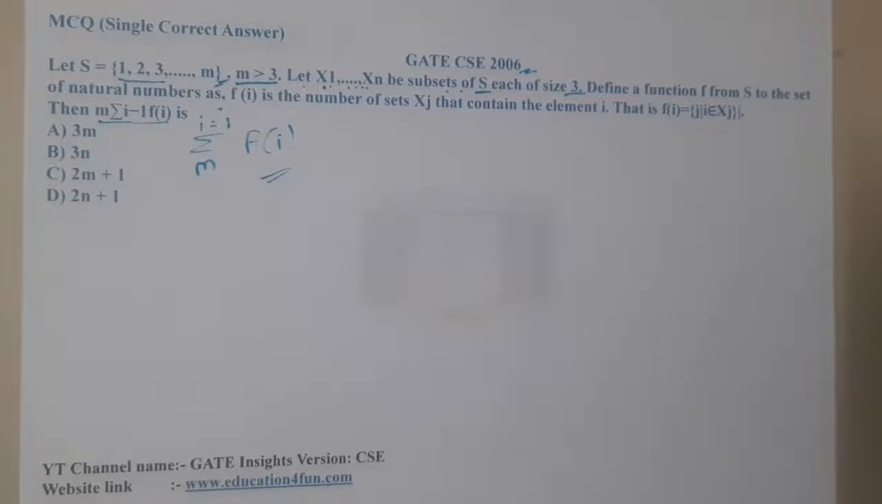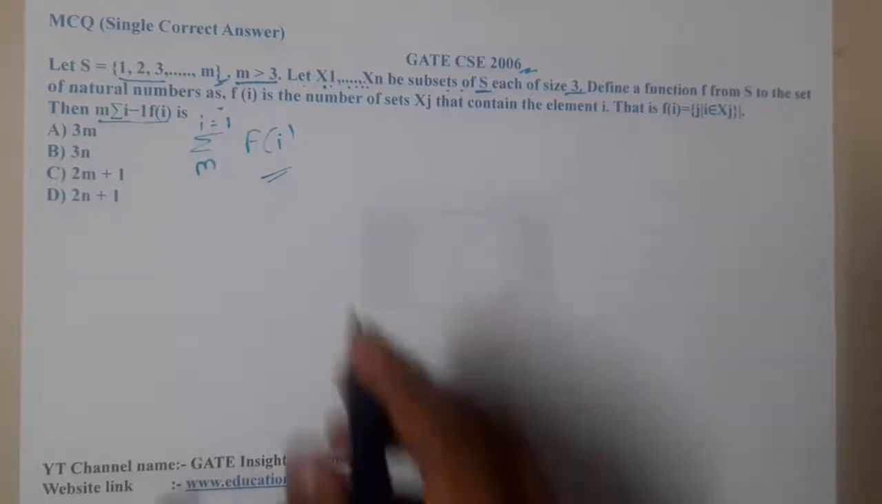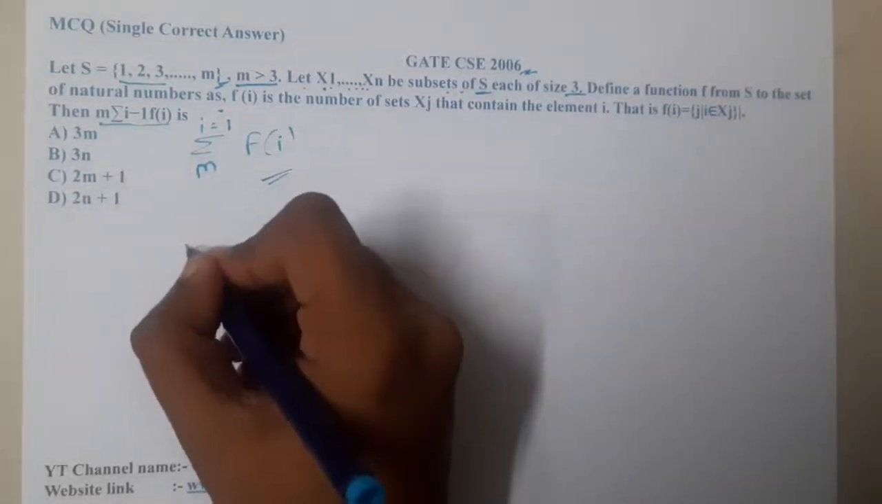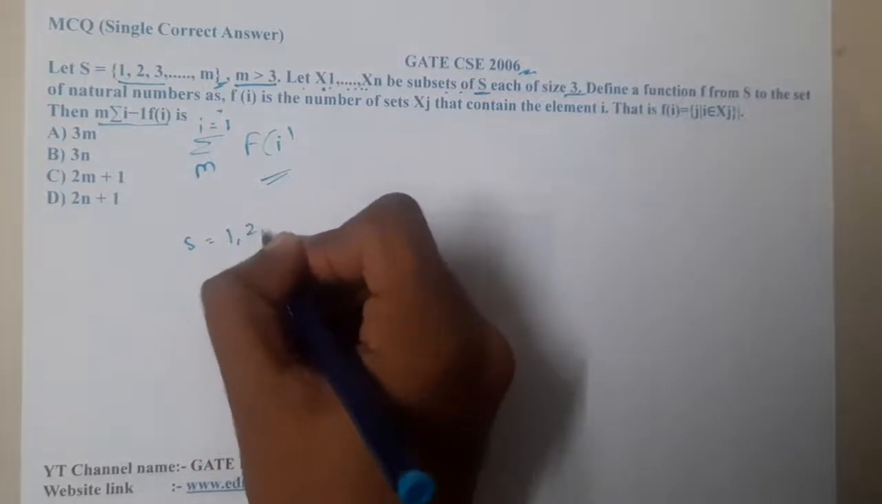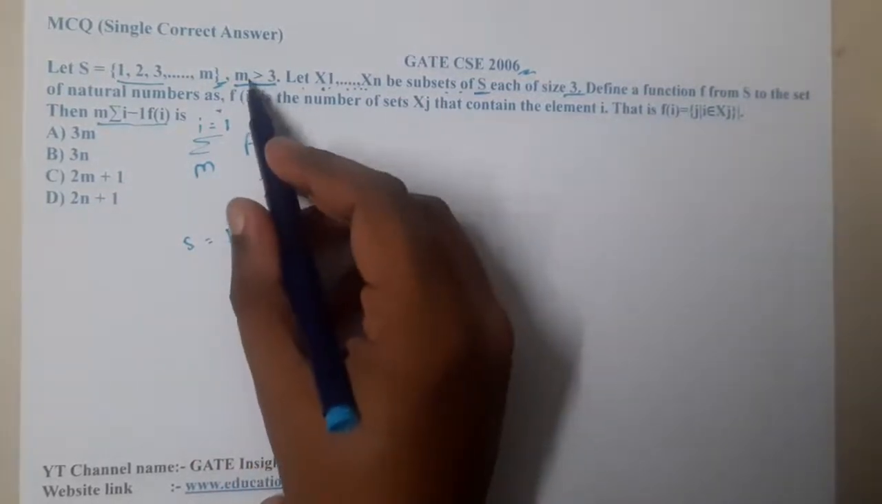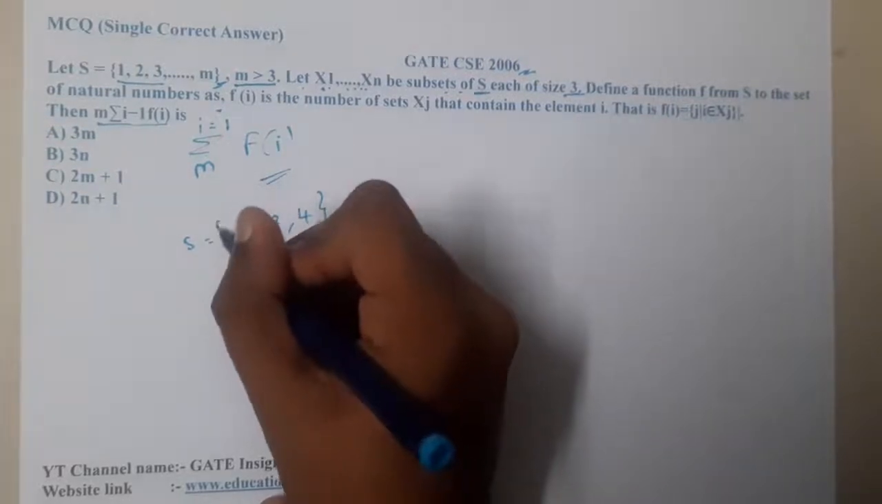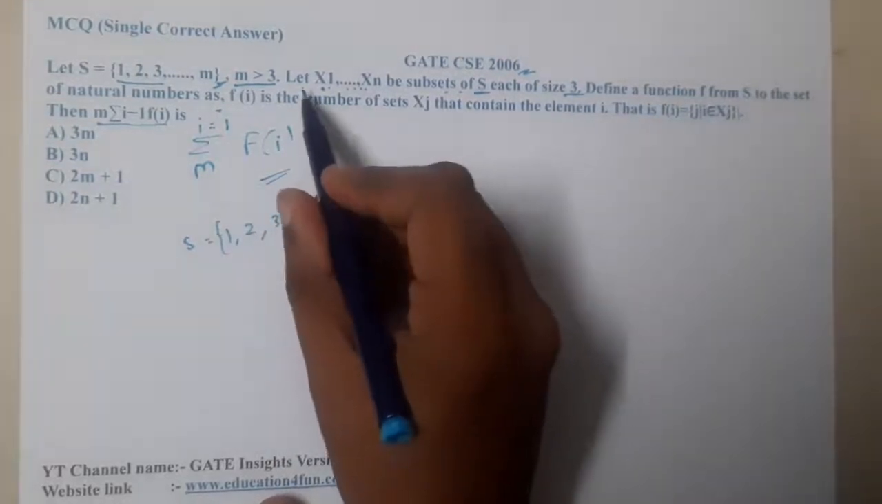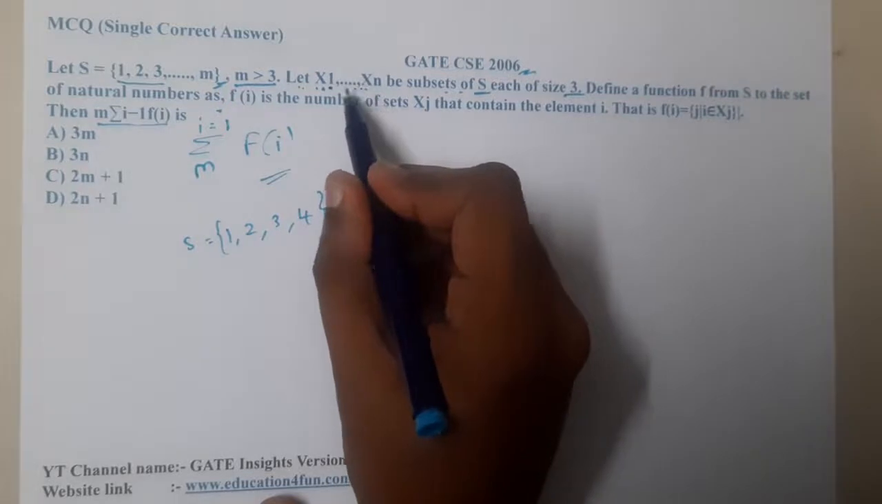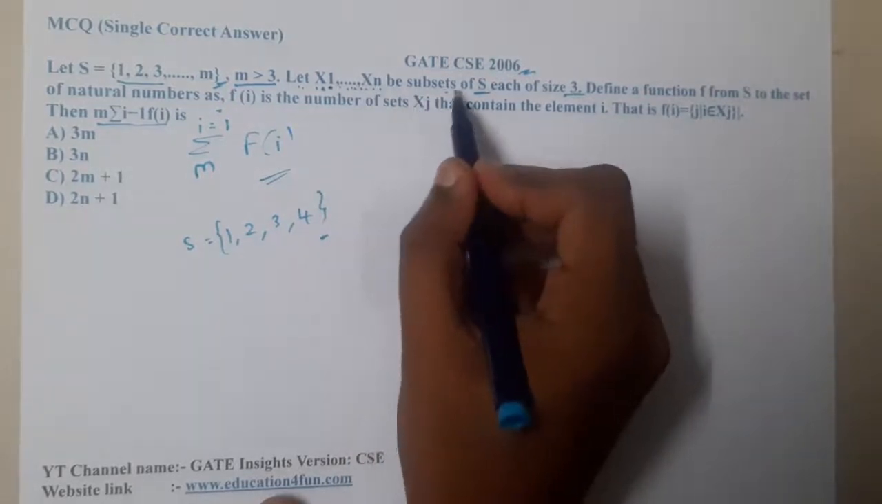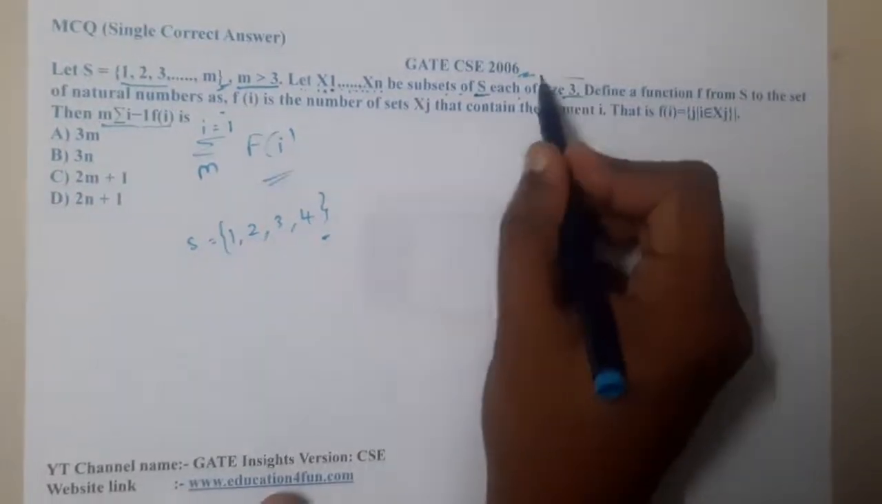For easy understanding, let us try to take some cases, guys. Assume S equals 1, 2, 3. As stated, the m value should be greater than 3, so let us take 4. So the elements go up to 4, and it says let x1 and so on up to xn be the subsets of S, each having a size 3.